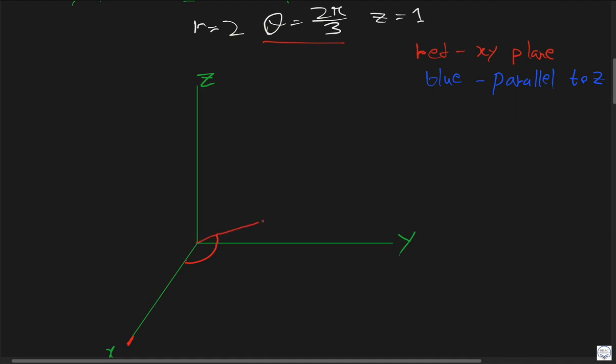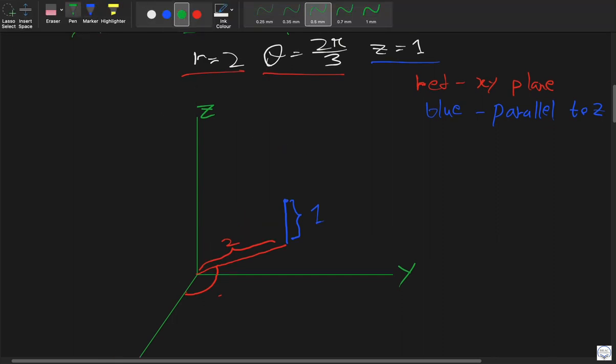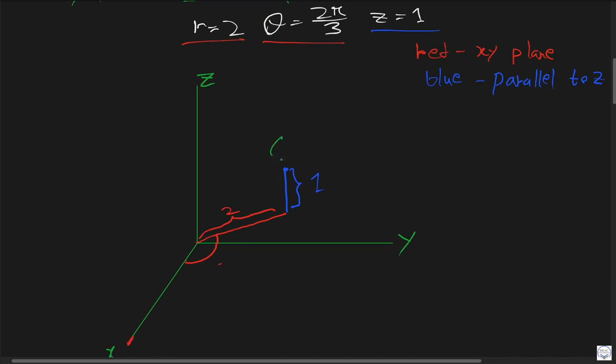So this is along the xy plane, so it has no height. This particular line has a z value of 0. And we go this distance, exactly 2 units because r equals 2, from the origin along the xy plane, and now we will move 1 unit vertically upwards, because our z value is 1. So this particular point over here is really the coordinate that our question asked, which is r equals 2, theta equals 2 pi over 3 and z equals 1.